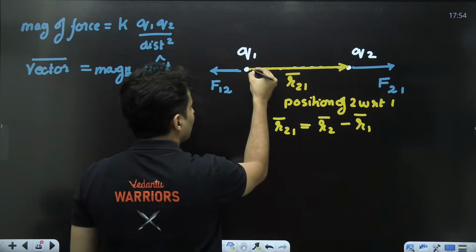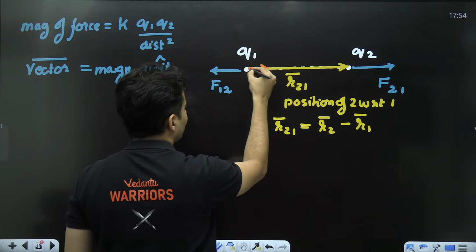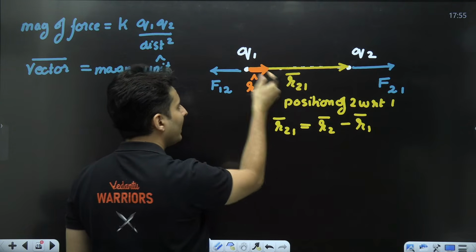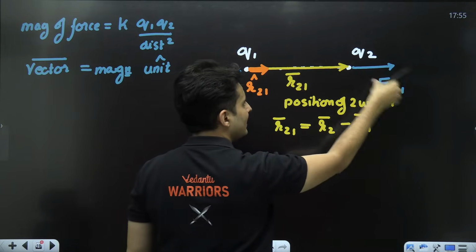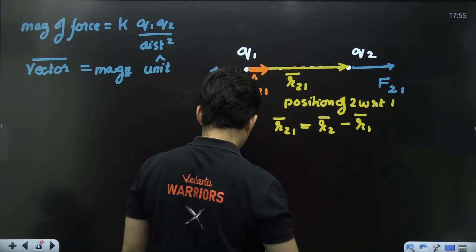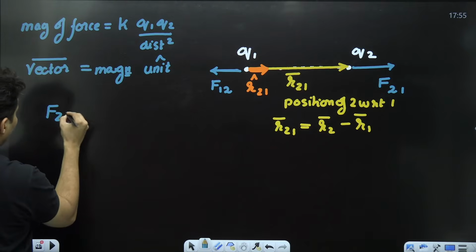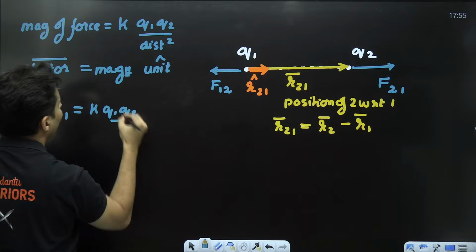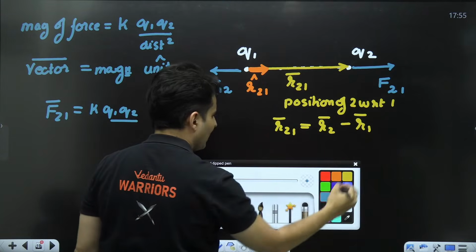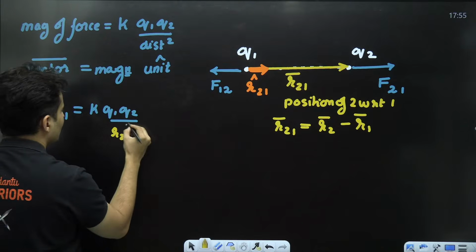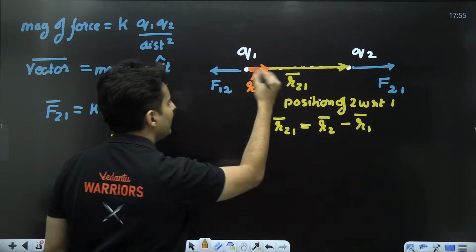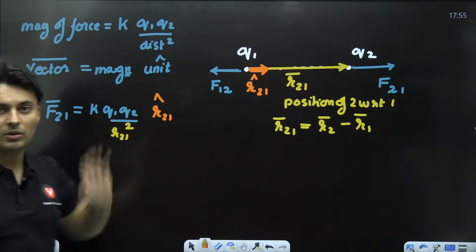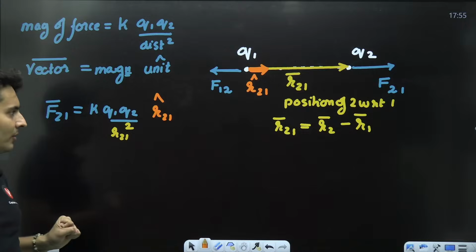So, if I define a small unit vector over here, something like this, which is R21 hat, it is just a unit vector. It's the same as the direction of this force. Hence, can I not say F21 bar, this is the vector, its magnitude is K Q1 Q2 divided by distance square, the distance being R21, so R21 square. Unit vector, what is that unit vector? It is this one, so it is R21 hat. This is the vector form of Coulomb's law.